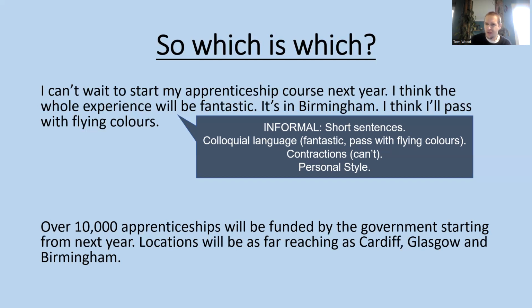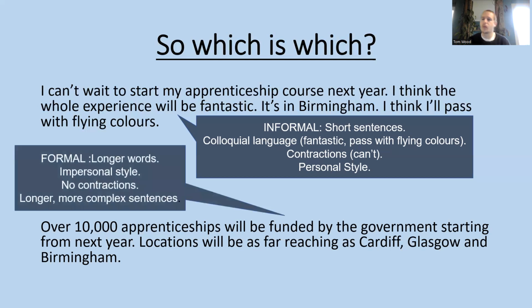So then we've got our next idea here. We've got over 10,000 apprenticeships will be funded by the government starting from next year. Locations will be as far-reaching as Cardiff, Glasgow, and Birmingham. So this is an example of a more formal piece of writing, and we can tell this in several ways. So we've got some of these longer words here, like funded, and far-reaching is a less commonly used piece of language there. There are no contractions in there at all.